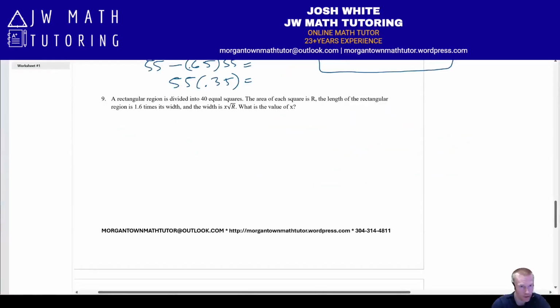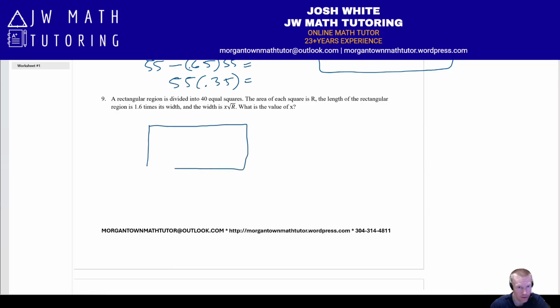All right, so let's look at this next one, number 9. This is also a repeat question that has appeared on multiple exams in 2024. Basically, what you have is a rectangular region here, and there's a bunch of small individual squares. Each of these small squares has an area of R, and there's a total of 40 of them. So the area of this entire rectangular region is just going to be 40 times R, because there's 40 of these little individual R's.